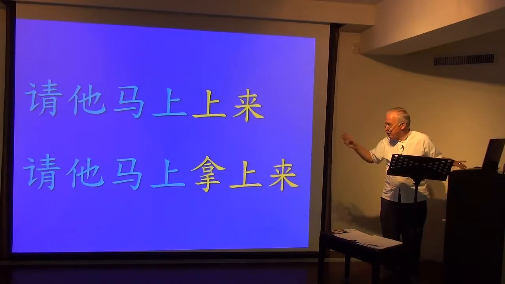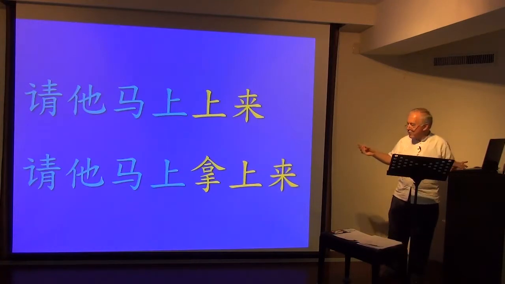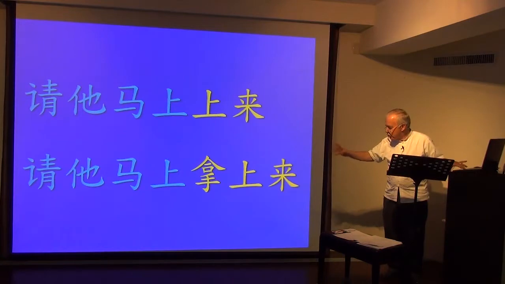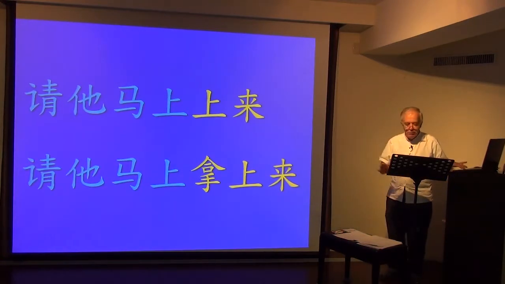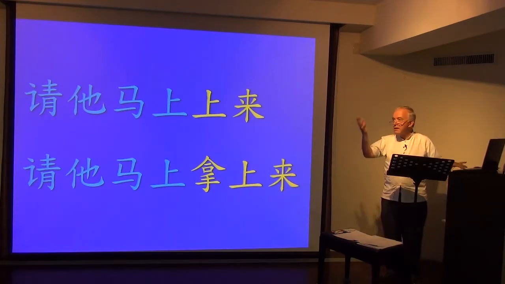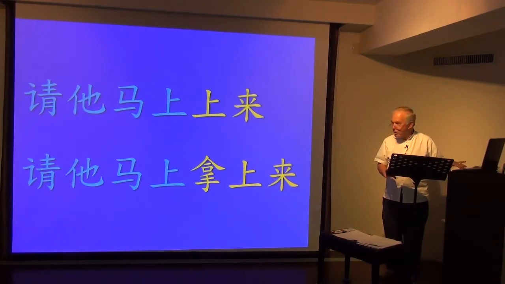The 来 and the 去, come and go, are not in this meaning. 请他马上拿上来, please ask him to bring it here. In other words, it only expresses direction when 上下进出回过起 are added to 来 and 去 when used after a verb. It only expresses direction. 请站起来, please stand up, not come and go in a direction.